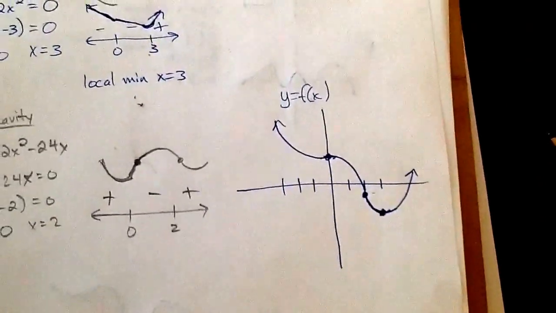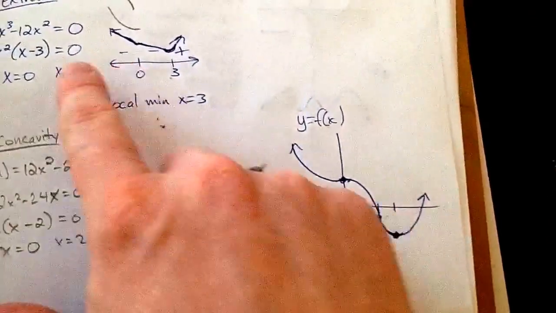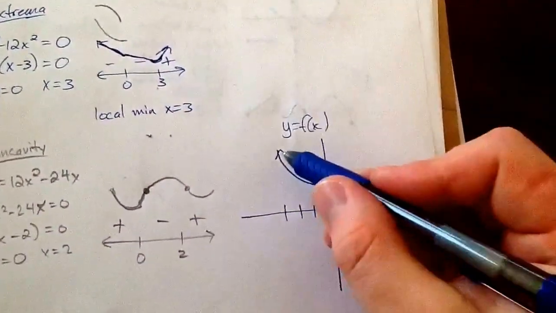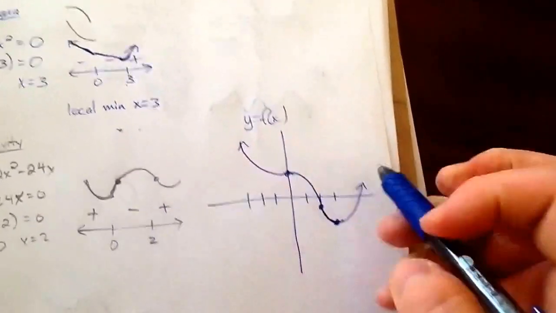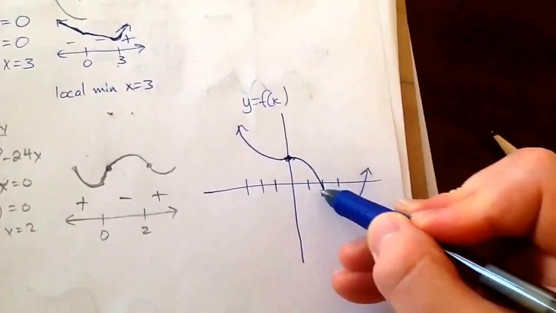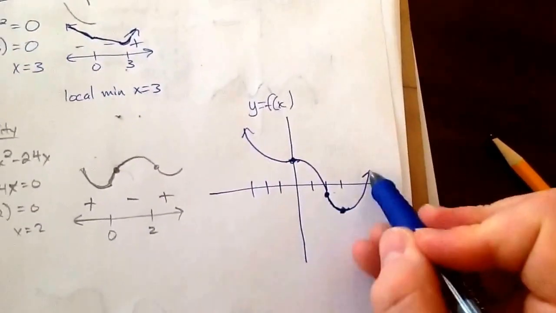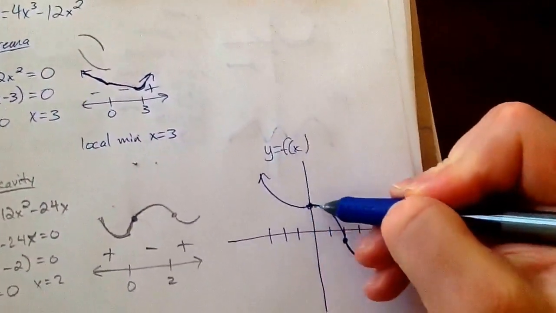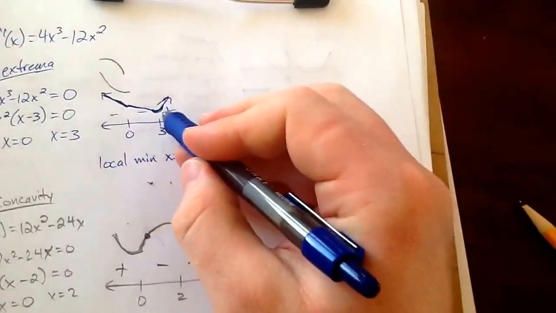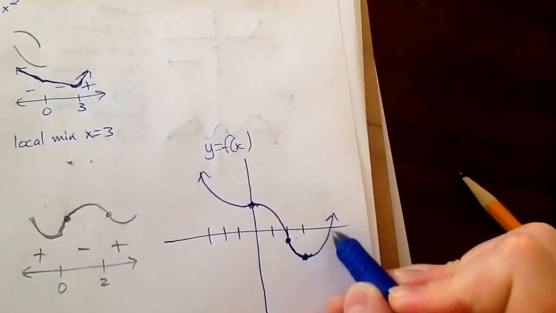There it is. Answered all the questions I needed to. There's a possible graph. Concave up till 0, and then from 0 to 2 is concave down, from 2 on is concave up. Check up here, negative slope all the way, negative, negative, negative, negative, negative, changing to positive at 3.